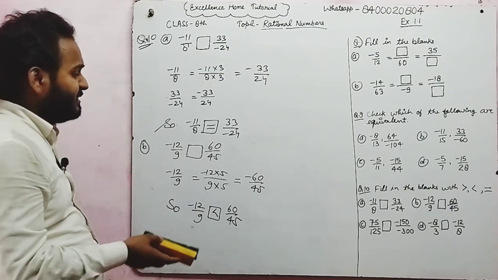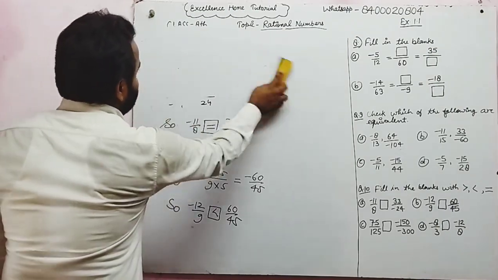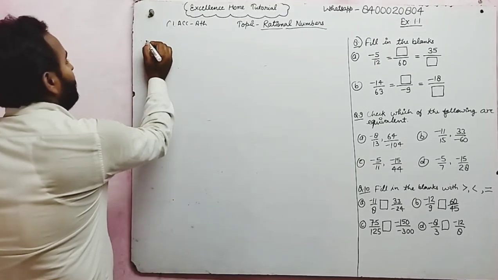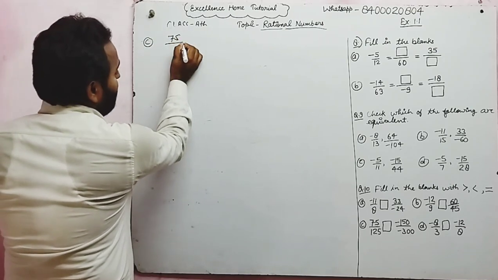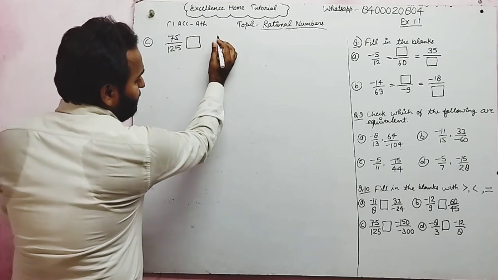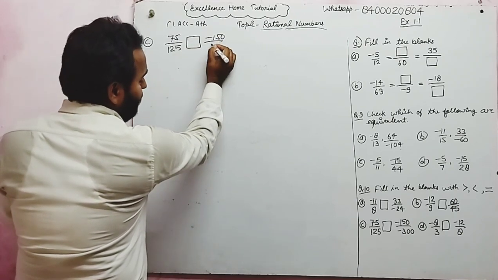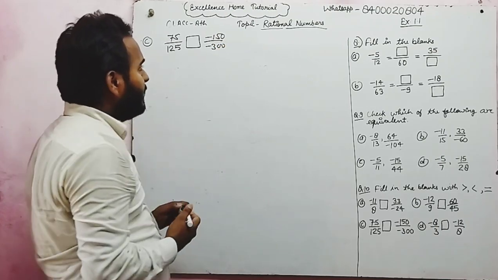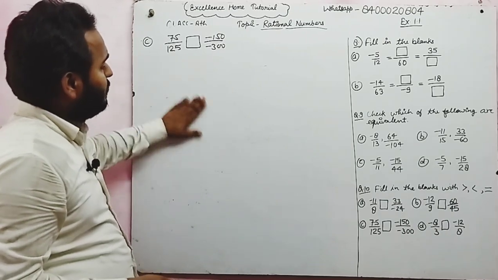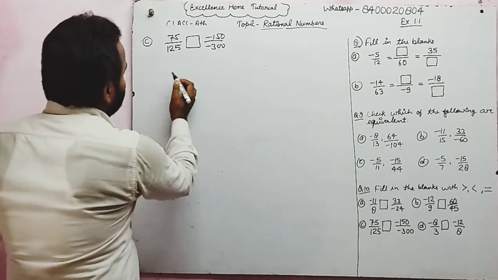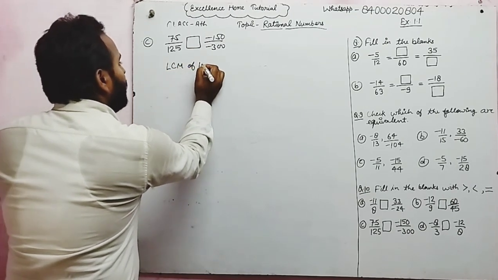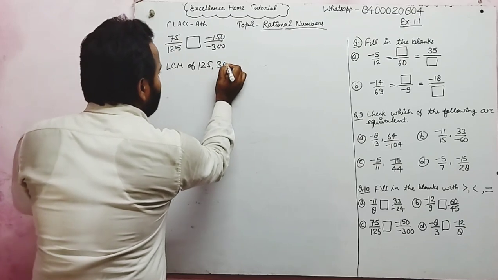So let's move on to section C, that is 75 upon 125. See, 75 upon 125 and fill in the blanks. In this, minus 150 upon minus 300. Here in the numerator and denominator both negative values are used, so these change into positive values. Okay, so we have to take the LCM of 125 and 300.